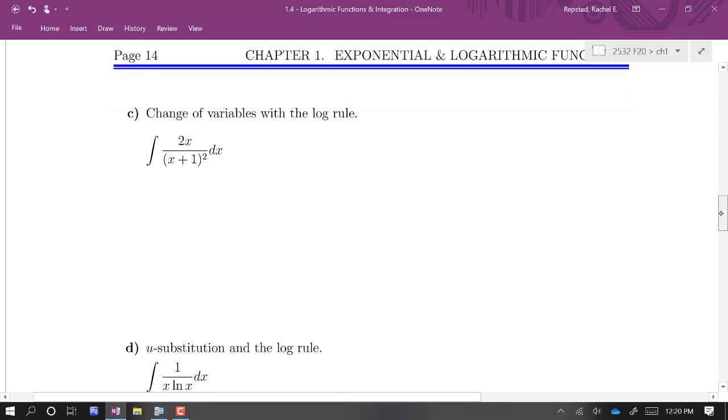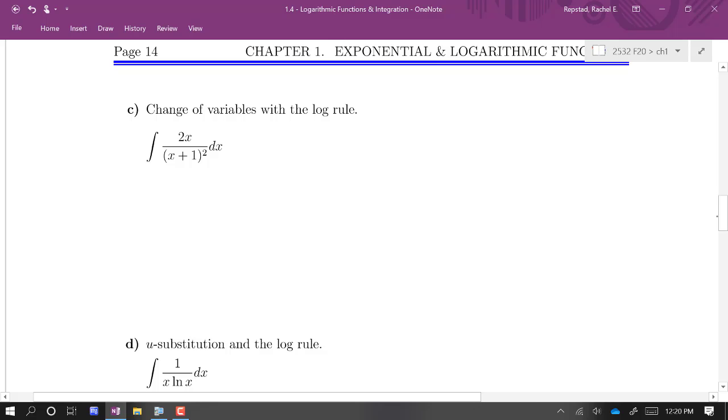Okay, let's try another one. In this example, I can see that I do have an x squared. I've got x plus 1 squared, right? So that's obviously a quadratic in the bottom. And I have 2x on top. So it seems like it could be something that fits a log rule. It doesn't fit it exactly right now. But let's see what happens.